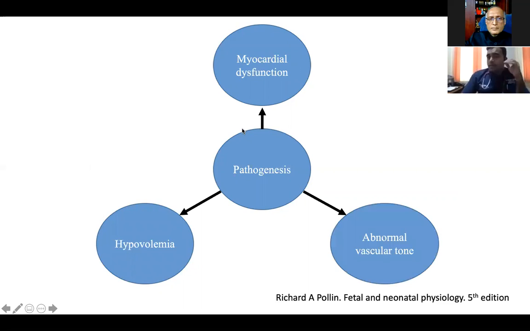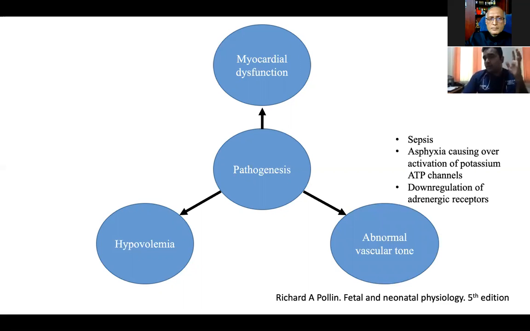Third is abnormal vascular tone. So what all conditions give you abnormal vascular tone? The most important is sepsis. Sepsis can cause abnormal vascular tone and result in vasodilatation as well as increased capillary permeability. Next is asphyxia causing overactivation of potassium channels and thereby resulting in abnormal vascular tone. And also there will be cases wherein a downregulation of adrenergic receptors can result in shock.